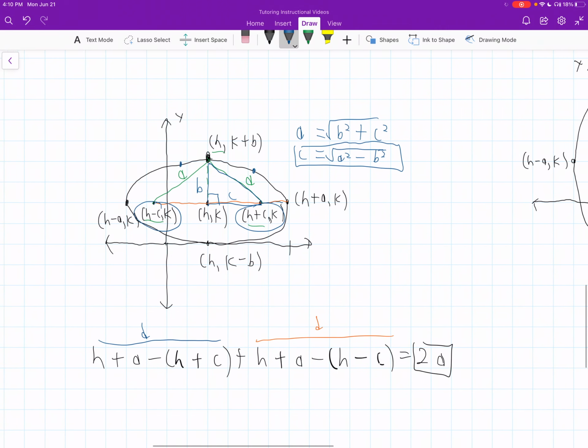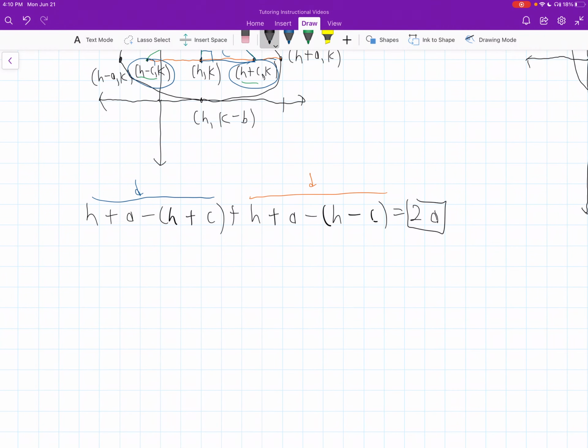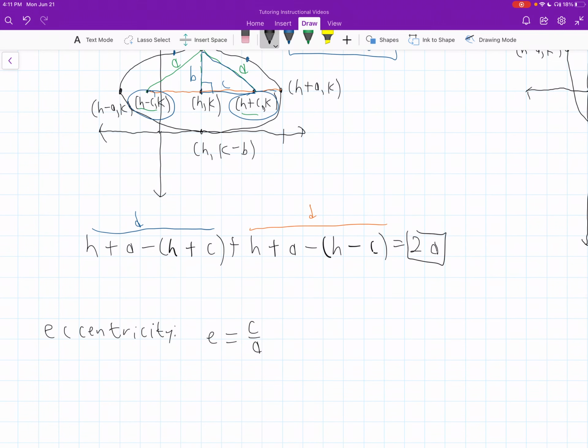Alright, so that's pretty much all I want to say about that. The other topic I wanted to talk about really quickly to wrap this video up is eccentricity. Here with the horizontal ellipse, it's defined by e equals c over a, where e is the eccentricity. It's basically just a measure of how circular the ellipse is. So the rule is, as e approaches 0, we get a perfect circle.